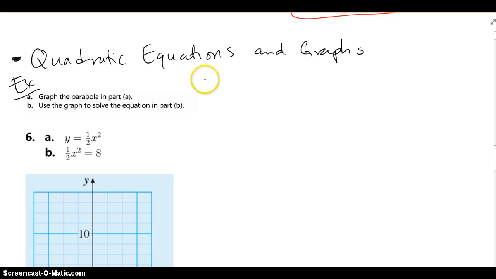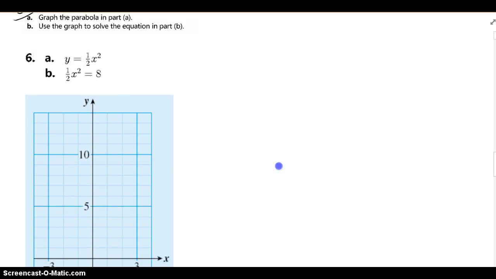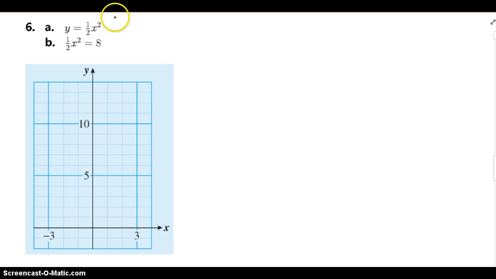Okay, quadratic equations and graphs, we'll do some more review. This example says graph the parabola in part A and then use the graph to solve the equation in part B. So we're going to do everything graphically, which means first I have to graph this equation right here. So I'm going to make an XY chart.